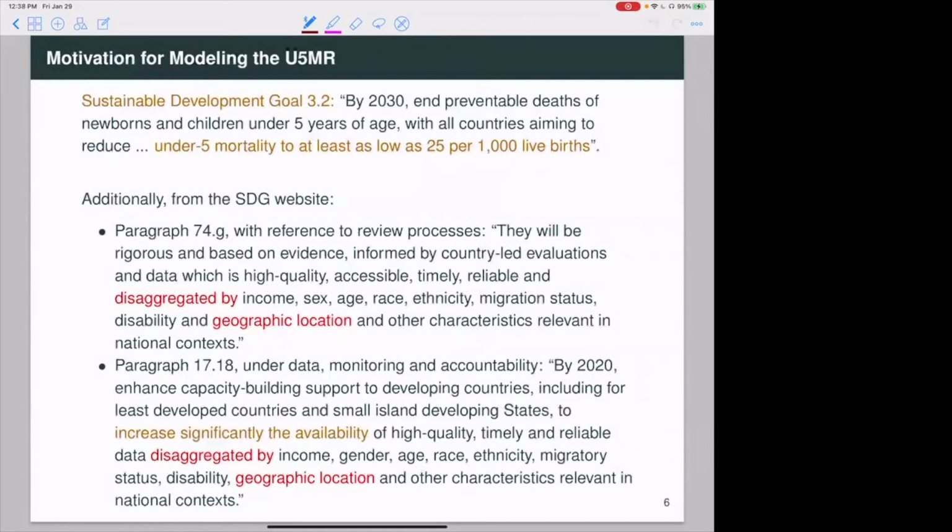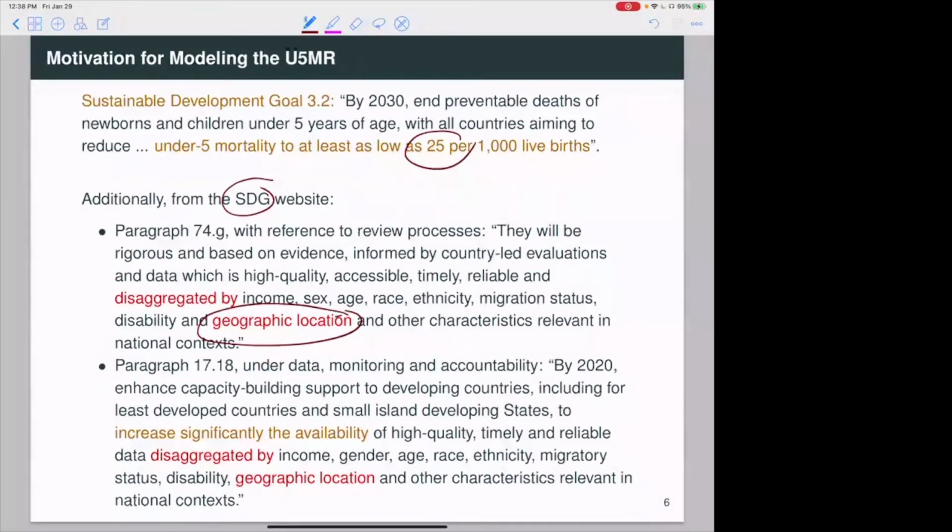Okay, thanks, Erica. The General Assembly of the UN set some goals in 2015. By 2030, there was a whole bunch of these so-called sustainable development goals. In particular, they wanted under 5 mortality to be below 25 per 1,000 live births. That relates to those previous figures I showed, and many countries in the world are still way above that level. Within the small print of these goals, they talk about disaggregation by various things, including geographical location. So that's a big motivation for this work.